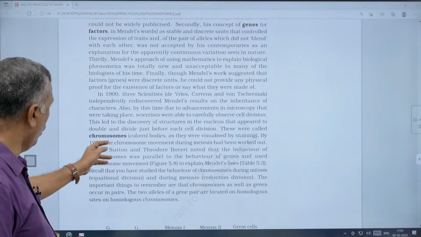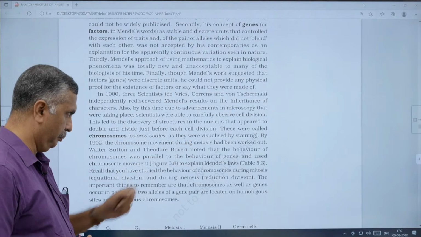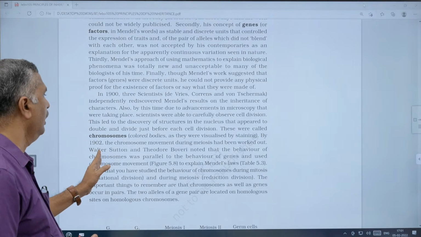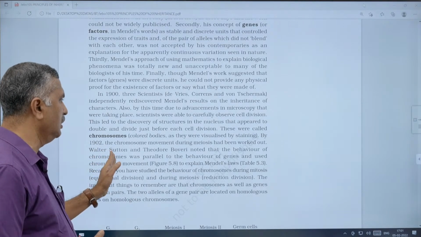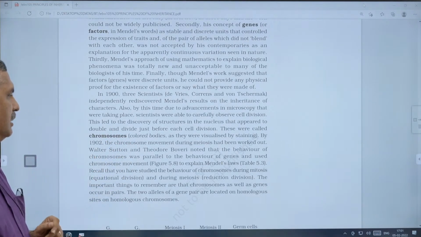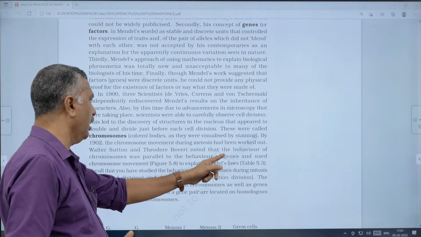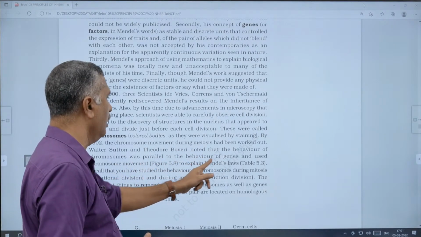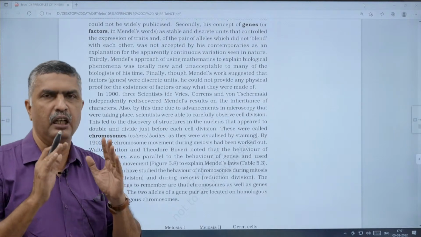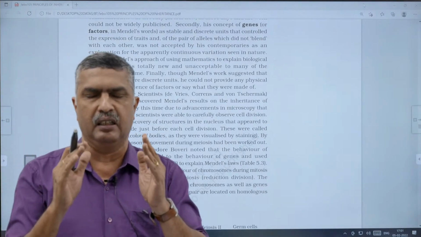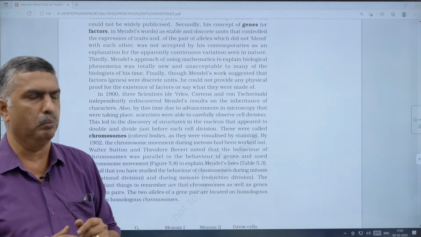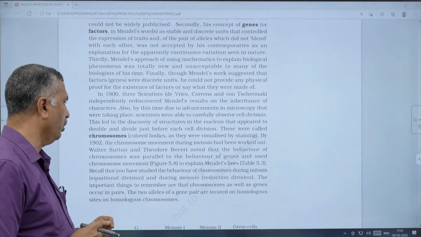In 1902, the chromosome movement during meiosis was worked out. It is mainly based on the parallelism between the genes and chromosomes during the cell cycle or cell division. That is also parallel to the behavior of genes, and they used chromosome movement to explain Mendel's laws. But that is the comparison. Mendel's study was mainly based on a genic basis, but here it will be the chromosome basis by Walter Sutton and Theodore Boveri.